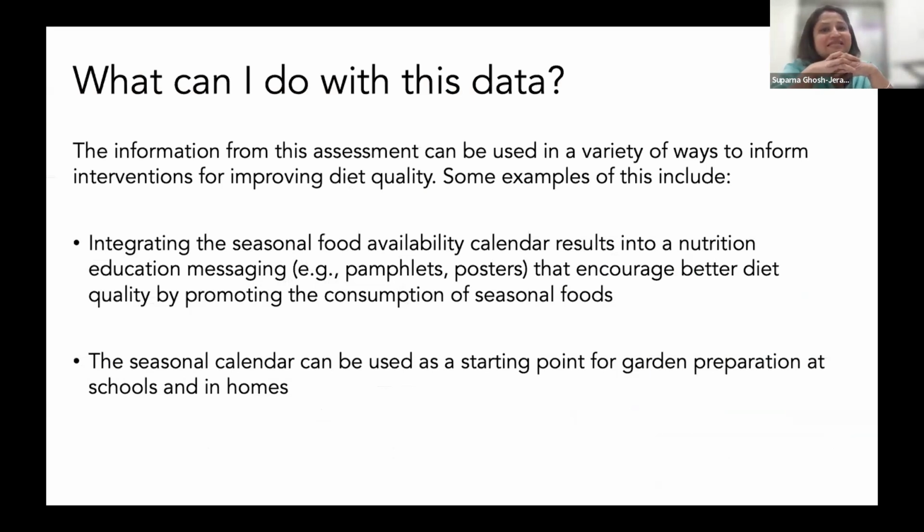The information from this assessment can be used in a variety of ways to develop interventions that can improve diet quality, such as making seasonally available foods part of supplementary feeding programs or nutrition education material for the community, where the community can connect better with those foods. Also, seasonal calendars can be used as a starting point for homegrown school feeding programs or garden preparations, as nutrition gardens are an important intervention in several communities in traditional societies. Next slide.